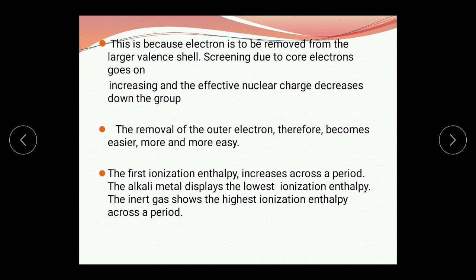Hence, the alkali metals, which are to the extreme left, that is in the first group, have the lowest ionization enthalpy, while the inert gases show the highest ionization enthalpies across a period. So this is all about atomic radius, ionic radius, and ionization enthalpy and their periodic trends. We are going to learn about the remaining physical properties in the next session.